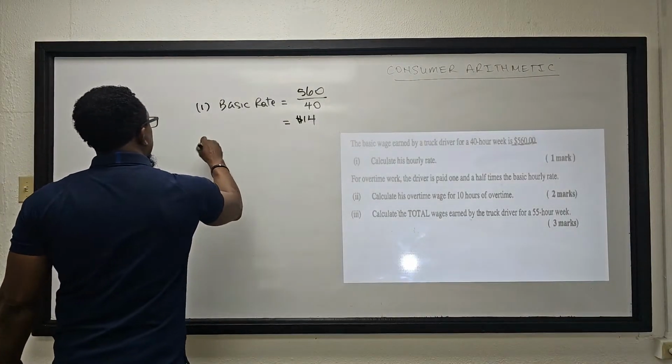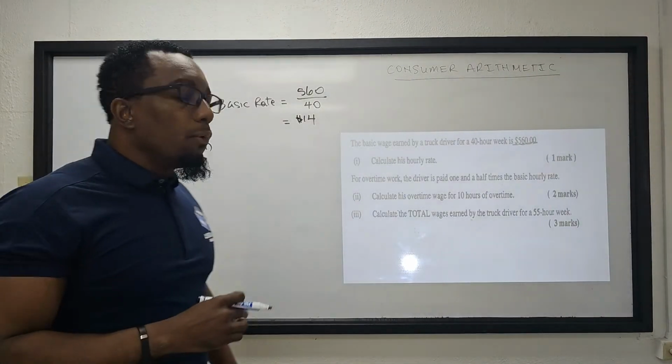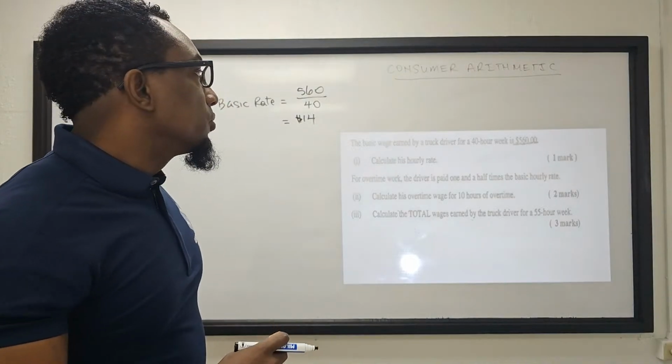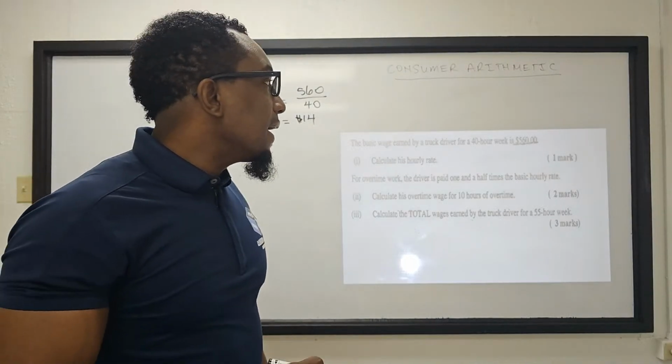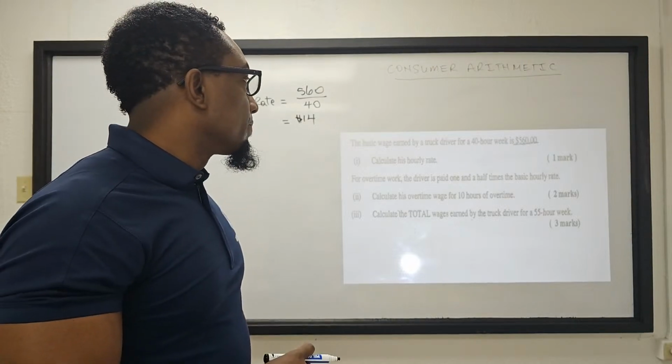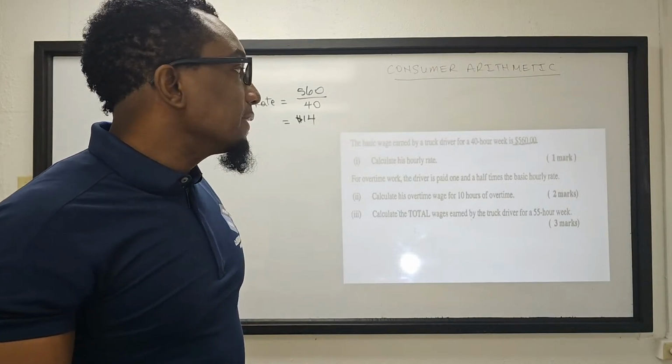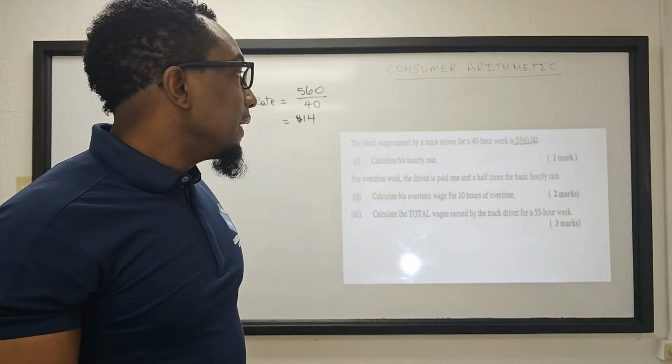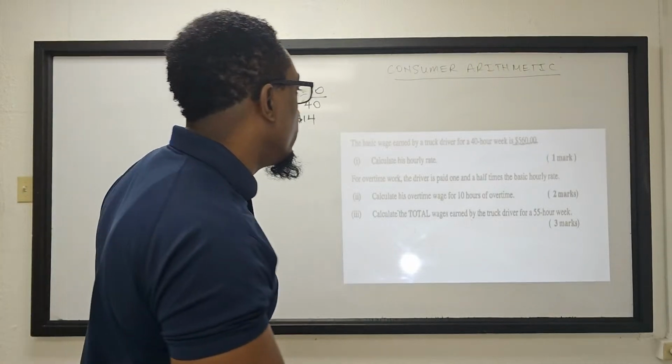2, for overtime worked, the driver is paid 1 1/2 times the basic hourly rate. Calculate his overtime wage for 10 hours. So first determine overtime wage.